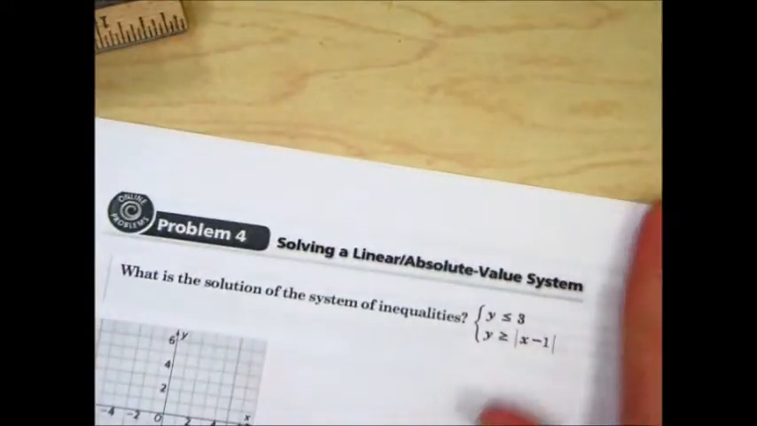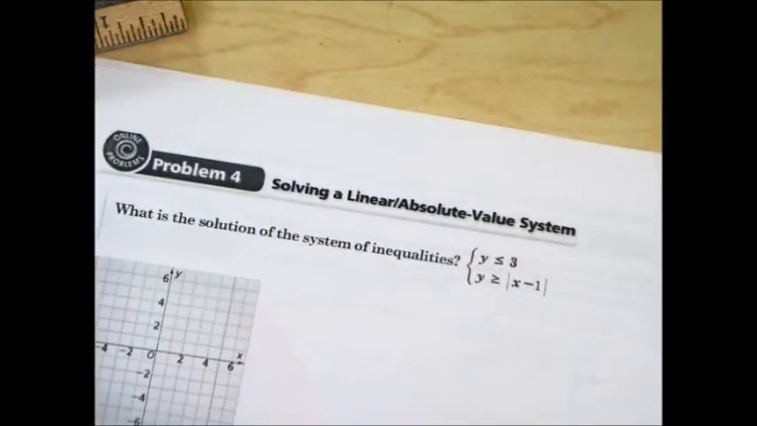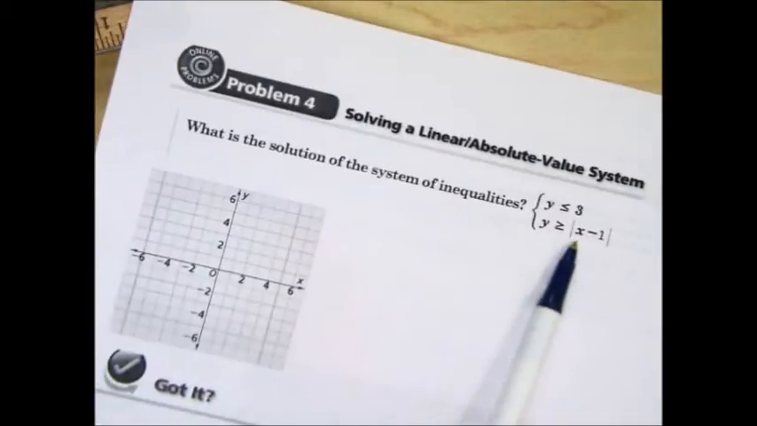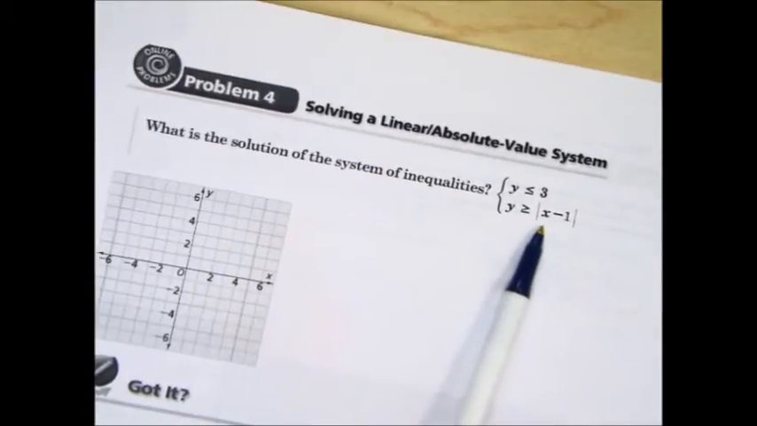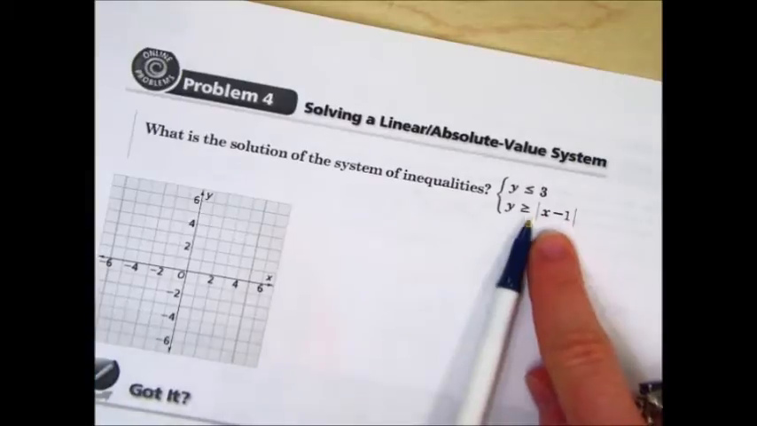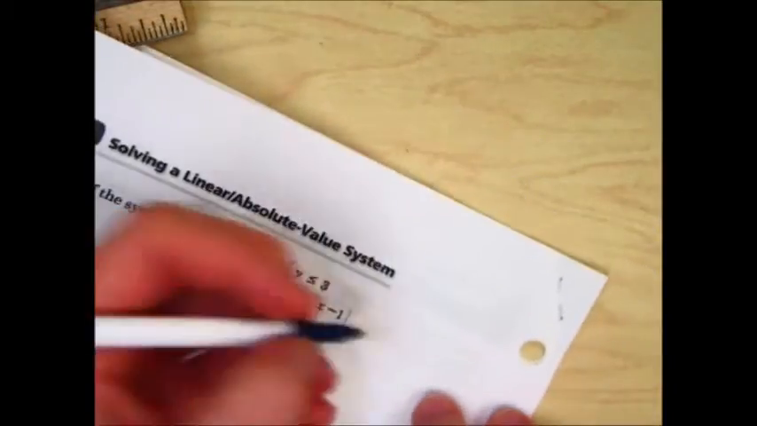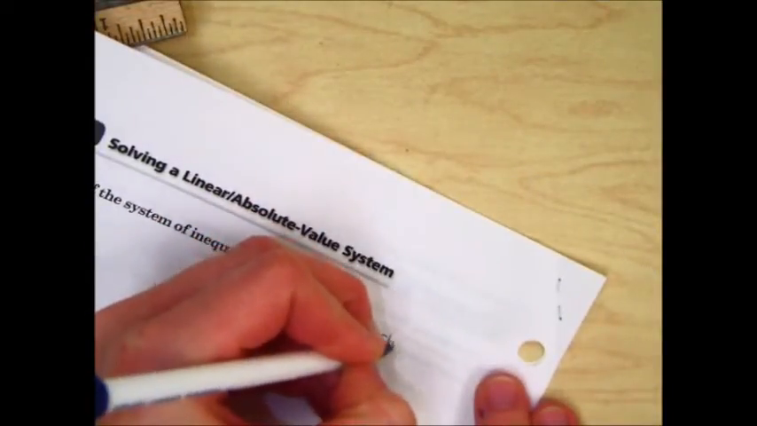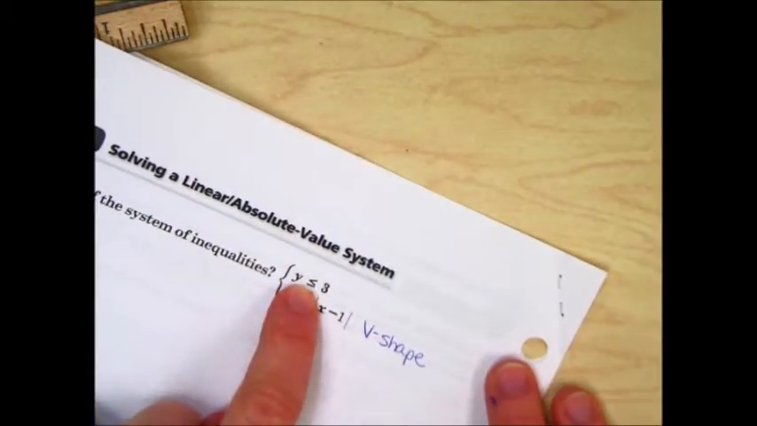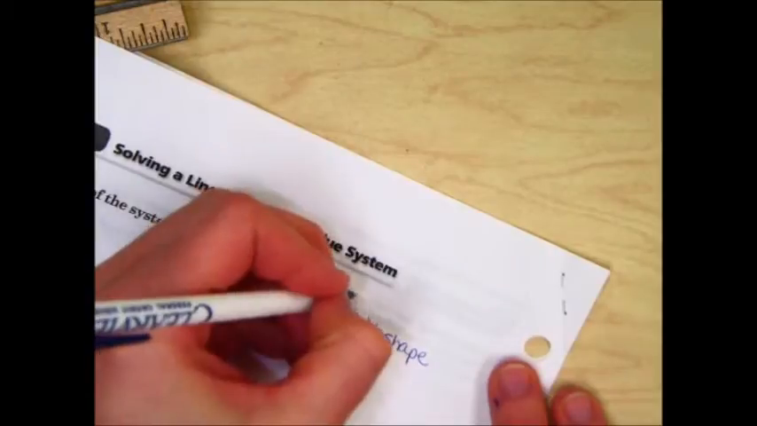As we move on to problem 4, the only thing that's going to change about problem 2, it's going to be very identical to problem 2, is that in problem 4, I'm going to throw an absolute value at you. Well, you know that absolute values take what type of shape? I hope you remember that they take a V shape. So I'm going to write that on there to remind myself. And I'm going to ask myself what this looks like. This should look like a straight line.